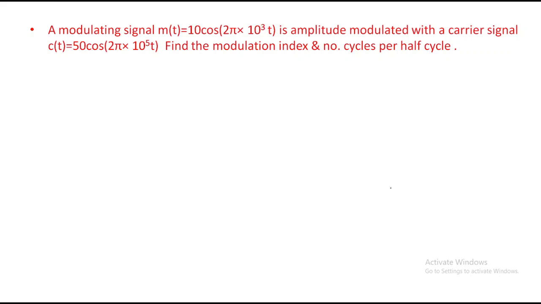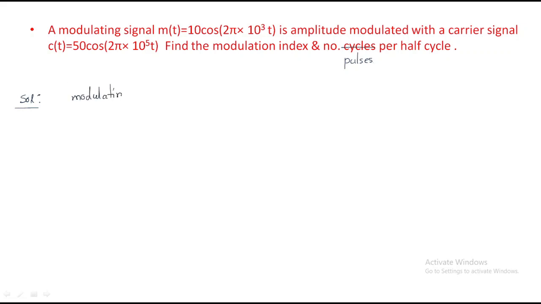Sinusoidal modulation. So the problem is: a modulating signal m of t equal to 10 cos 2 pi 10 power 3 t is amplitude modulated with a carrier signal c of t equal to 50 cos 2 pi 10 power 5 t. Find the modulation index and number of cycles per half cycle. Not cycles, this is actually the number of pulses.